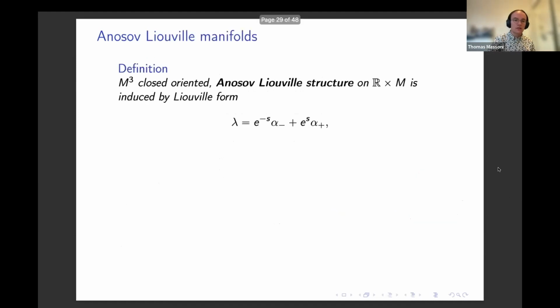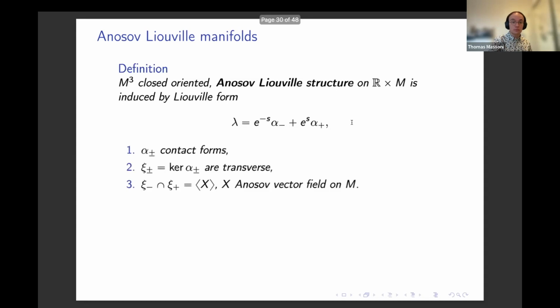So this motivates the following definition. On a closed oriented three-manifold, I will say that a Liouville structure is an Anosov Liouville structure if it's induced by a Liouville form of this type, where alpha plus and alpha minus are contact forms. The kernels are transverse contact structures. It's also called a bicontact structure. And the intersection is spanned by some Anosov vector field.